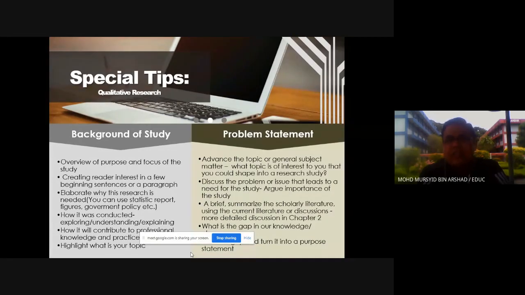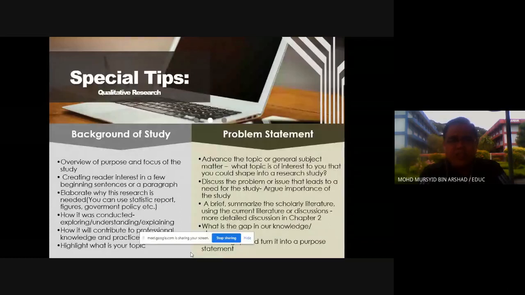Alright, and then at the end of that, what is the purpose statement of your research? You will end your problem statement by highlighting the purpose statement. So what you are going to study, you highlight it in the problem statement. All right. Okay, you can see that.